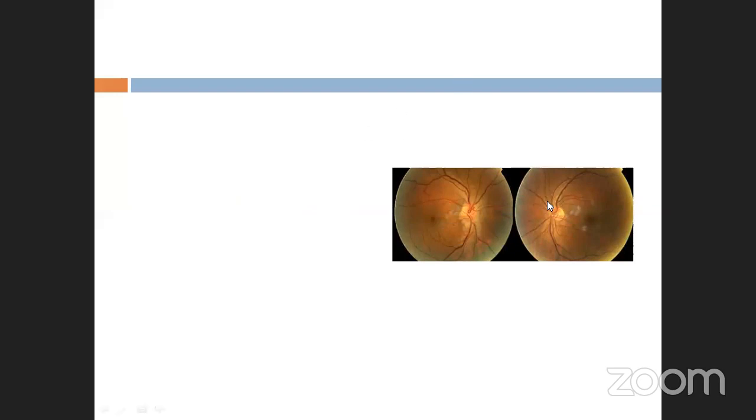Another patient. This is the fundus of a patient, and it shows a swollen optic disc with a defined edge, some pallor, and splinter hemorrhage, a very small area of hemorrhage here. The other eye is normal.